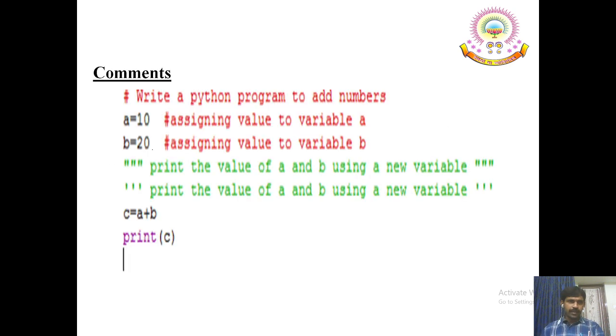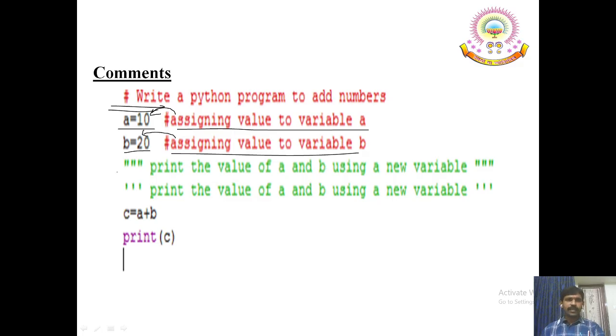See this. A Python program to add 2 numbers is given. Here it is a single line comment entry. The rest of the line after the symbol is ignored by the compiler. See this. Second one, a equal to 10, assigning value 10 to a variable. This is a comment on this declaration or assignment. Similarly, b equal to 20, assigning a value to the variable b.